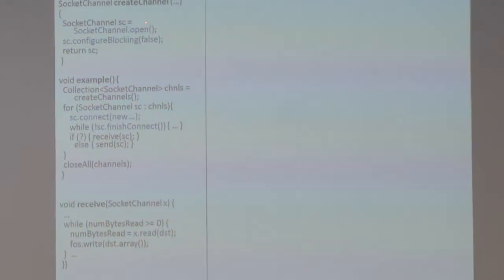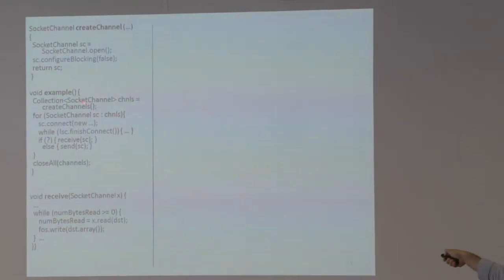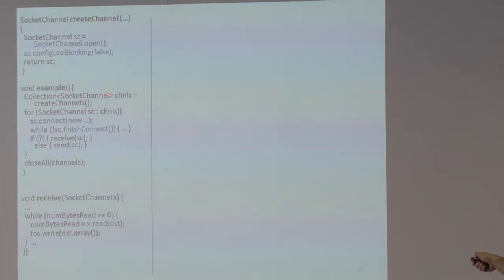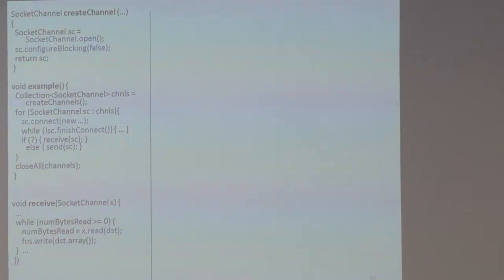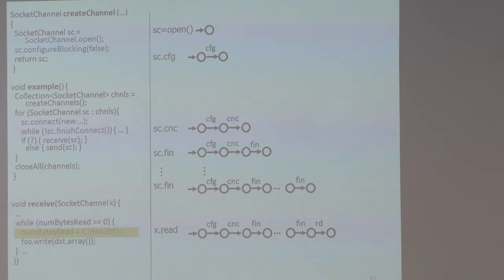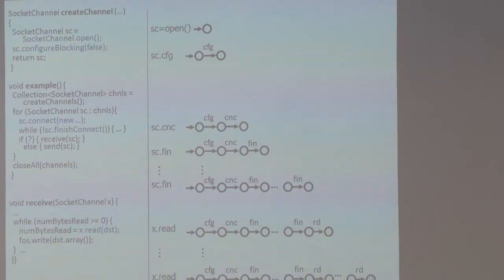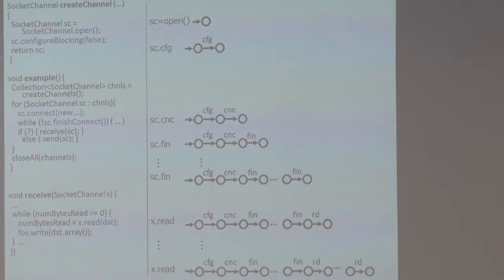It creates many channels here. Where's the main here? So it starts by creating many channels, putting them in some collection, iterating over the collection, doing connect on everyone, and stuff like that. And the important thing is really that I'm not going to talk about the heap abstractions at all in this talk. You can read in the paper. I just want to talk about the history abstractions.